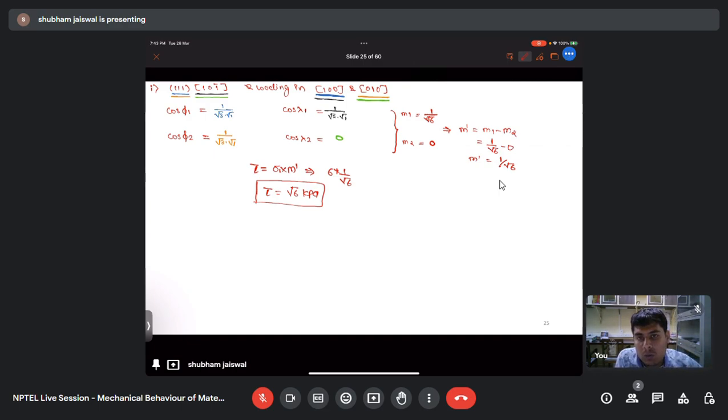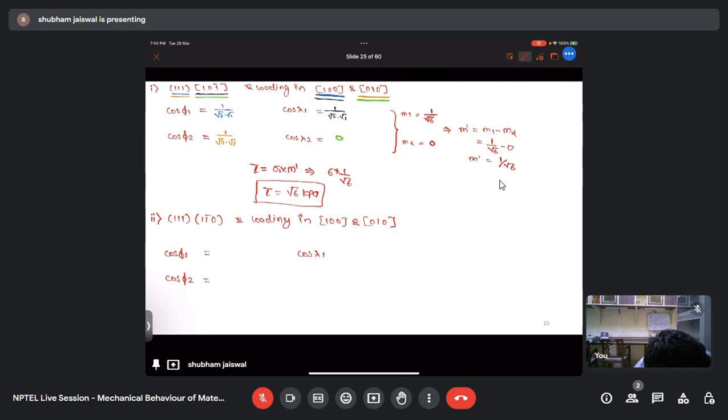Now similarly try to find it for the second part, that is, the slip plane is 1, 1, 1 and slip direction is 1, 1 bar 0, and loading in 1, 0, 0 and 0, 1, 0. You need to find out cos phi 1, cos phi 2, cos lambda 1, cos lambda 2. So this will give you m1 and m2. Now m dash equals m1 minus m2. So you have tau equal to sigma 1 into m dash. So this will give you the answer.